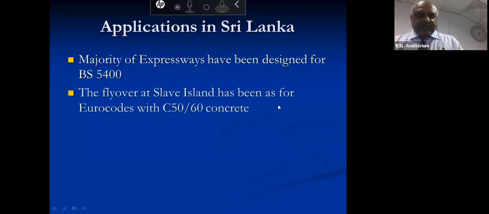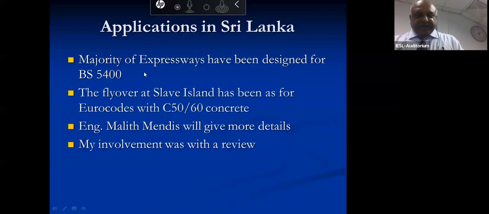As for applications in Sri Lanka, the majority of expressways have been designed for BS 5400, including phase one of the Central Expressway. Is that right, Manik? Yeah, it's BS. But the Slave Island flyover, Manik said, is now 55 and 67, right? Okay, so I thought it's 50, 60.